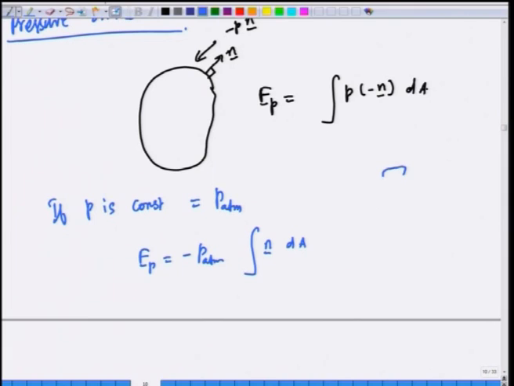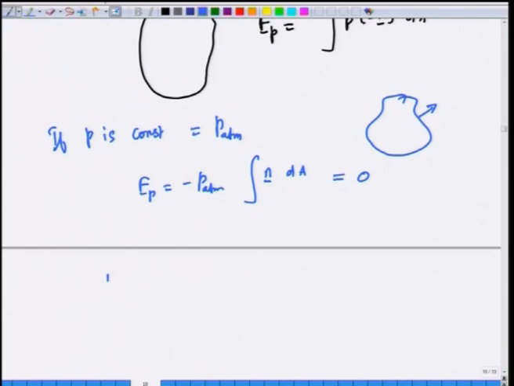Now, for any closed surface, if you take n like this and integrate it over the surface, it will be identically 0, just by symmetry it has to be 0. So the net pressure force acting on a CV, if the pressure is uniform, is 0, if the pressure is uniform, like an atmospheric pressure.